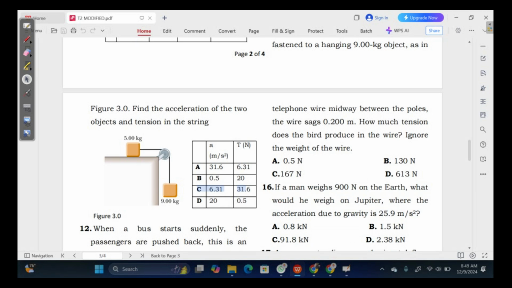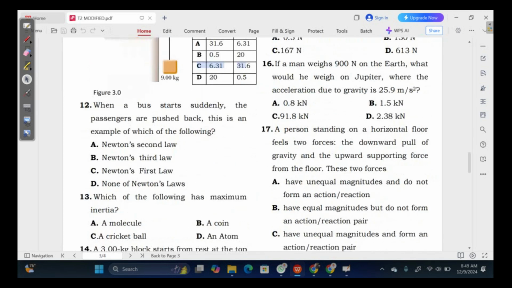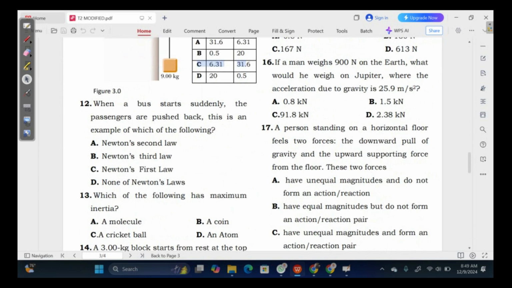We move to 12. When a bus starts, suddenly the passengers are pushed back. So this is what we call inertia. You know, when you are driving at a high speed, and then suddenly you apply the brake, you go in front, you go backward, back and forth until you come back to your original position. That is what we call inertia, the property or the tendency of the body to go back to its original position.